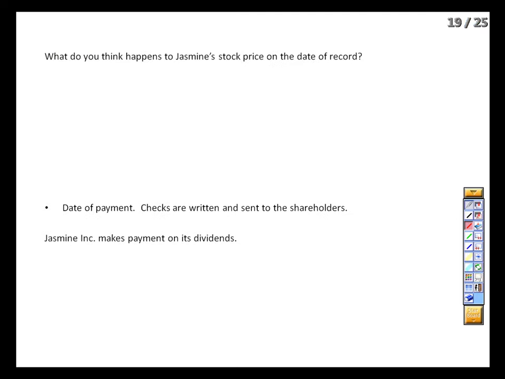Now, what do you think happens to the stock price of these shares on July 1st, the day after the date of record? Well, let's see if we can't figure this out. Let's make some additional assumptions about Jasmine. Let's say that the company has a total value of $10 million, and if there are 1 million shares outstanding, that gives us a per share value of $10 per share.